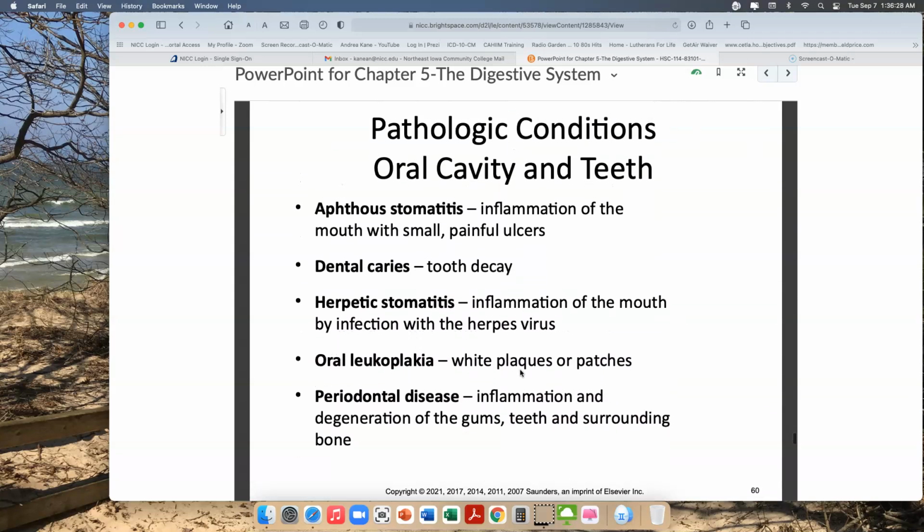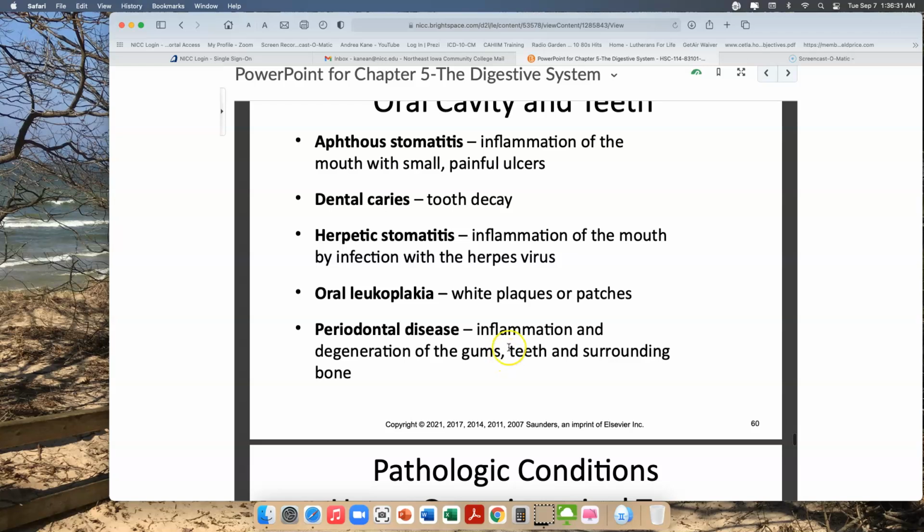Things that can go wrong with the oral cavity and teeth. There's aphthous stomatitis. Aphthous stomatitis, that's a hard one to say. Inflammation of the mouth with small painful ulcers. Dental caries is tooth decay. Herpetic stomatitis is an inflammation in the mouth due to the herpes virus. Oral leukoplakia is white plaques or patches. Periodontal disease is inflammation and degeneration of the gums, teeth, and surrounding bone.